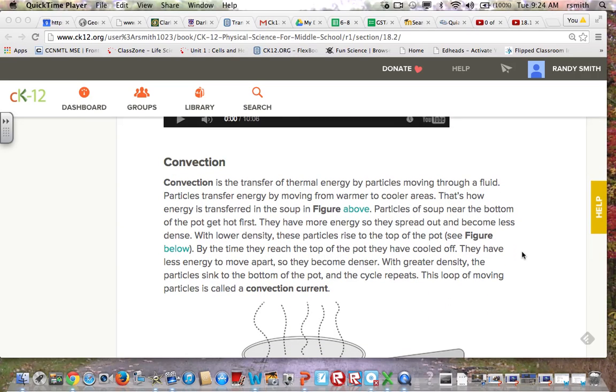Convection. Convection is the transfer of thermal energy by particles moving through a fluid. Particles transfer energy by moving from warmer to cooler areas. That's how energy is transferred in the soup in the figure below.